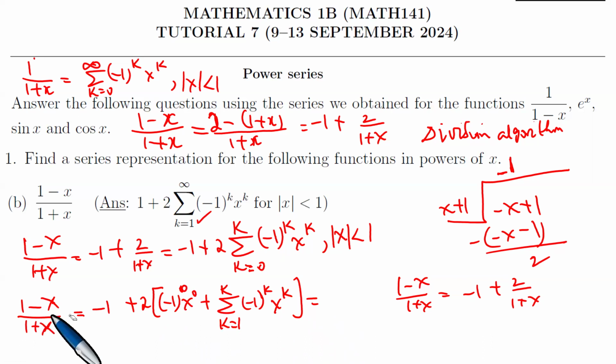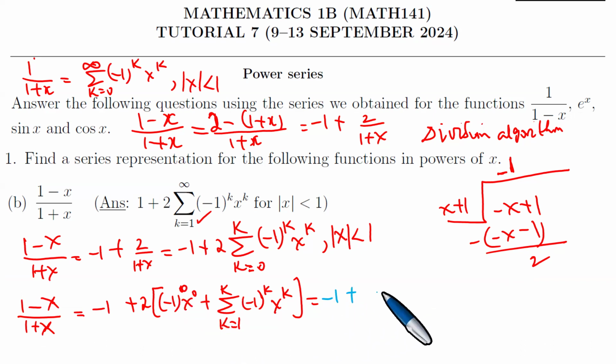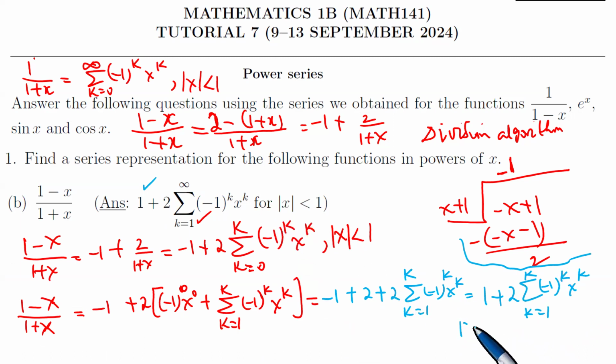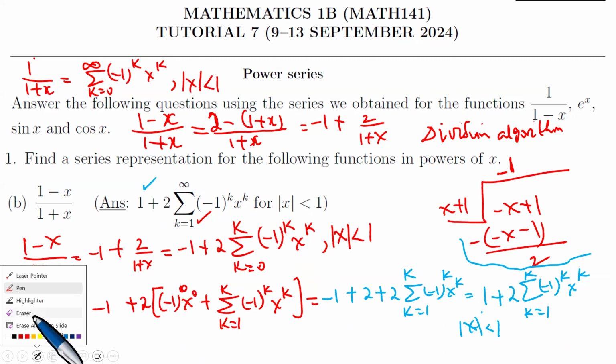To get this one, you're able to get exactly the following. Using the blue ink, this is 1, 2, -1 to the power k, x to the power k. What is 2 minus 1? 2 minus 1 is 1. Plus 2 times the summation from k equals 1 to infinity of -1 to the power k, x to the power k. Which is exactly like this, and it converges when the modulus of x is less than 1.